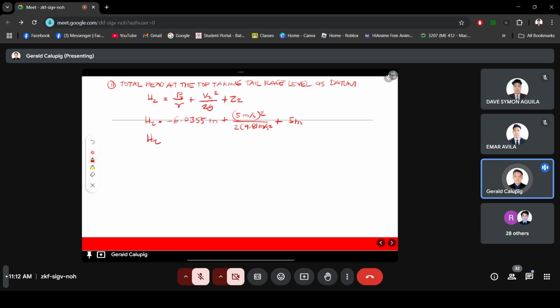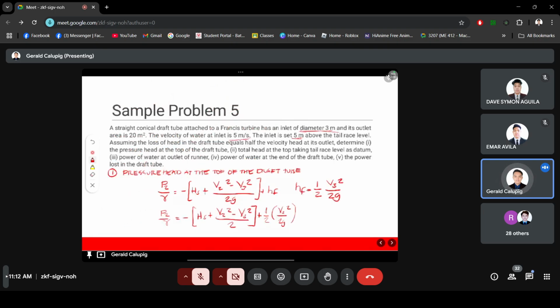Okay, our H2 will be equal to 0.2387 meters. Okay, next, we have here the total power. Anong sunod natin hahanapin? Next, we are asked to find the power of water at the outlet of the runner.